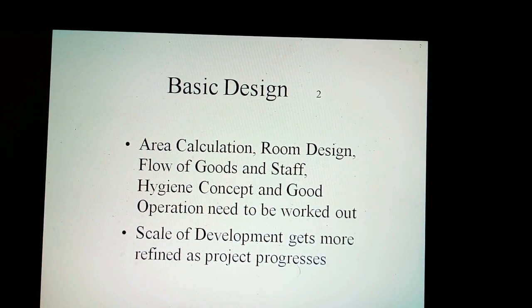Basic design. Each new project could be compared to an organization where people and economic decisions take on evenly balanced roles. Area calculation, room design, flow of goods and staff, hygiene concept and validatable operation are some of the details that need to be worked out. Added together they make up the complete story. Human factors add that indefinable extra as they are equally valued prerequisites for the success of the company. The scale of development will become ever more refined as the project progresses.